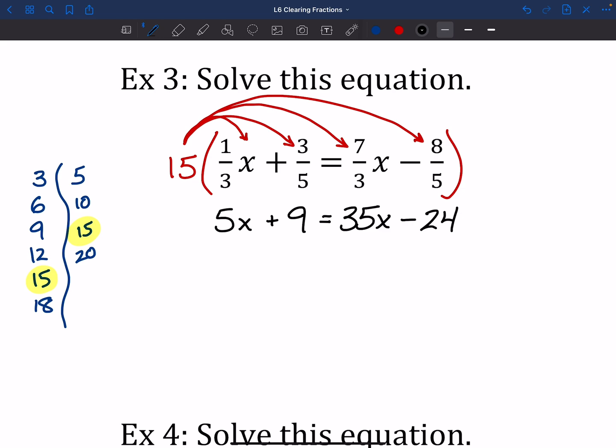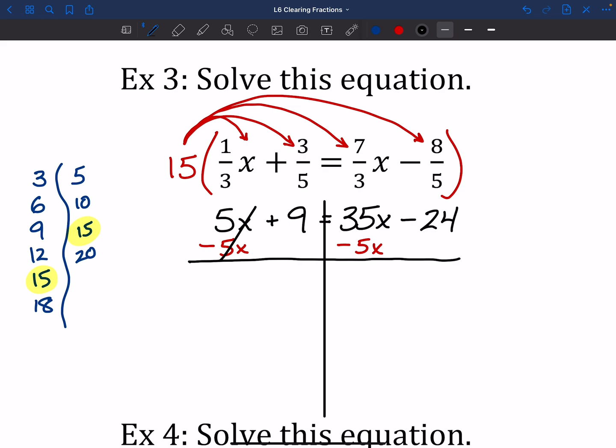Alrighty. So what we're going to need to do from here is go ahead and solve this out, right? We have x's on both sides. In order to move all my x's to be in one place, I'm going to start by subtracting 5x from each side. I'm going to move all my x's over to the right-hand side.